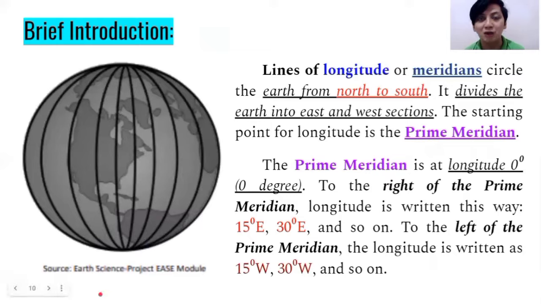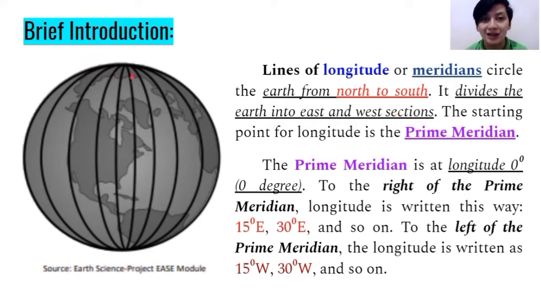And also, as part of our brief introduction, the first imaginary lines that we are going to discuss are in this illustration. Okay? So lines of longitude or meridians, ito yung other term na ginagamit natin for longitude. They are called meridians. Meridians circle the earth from north to south. So napalilibutan niya ang earth mula north to south. So remember that longitude divides the earth into east and west sections.